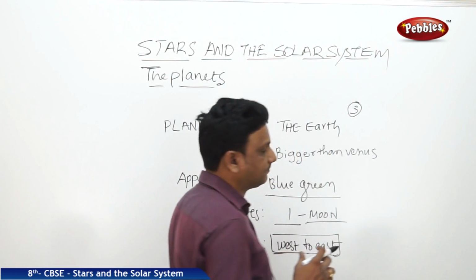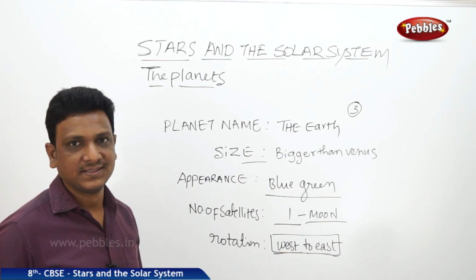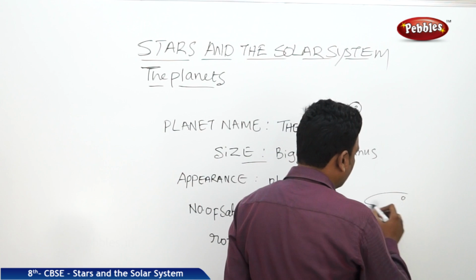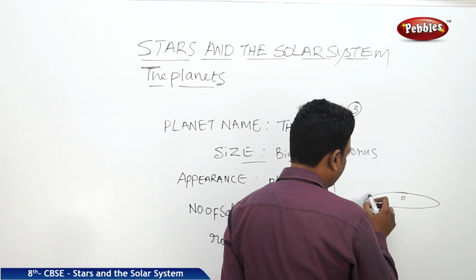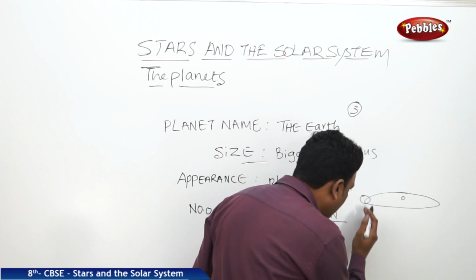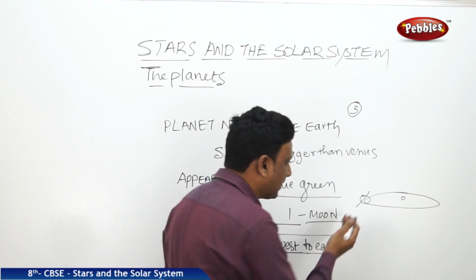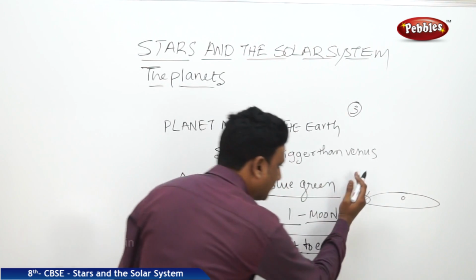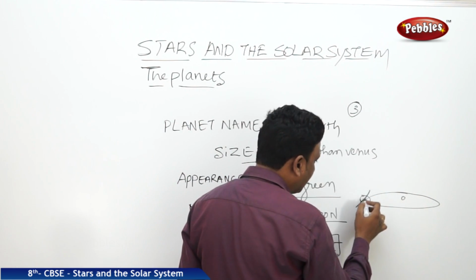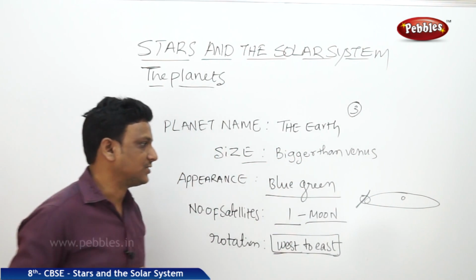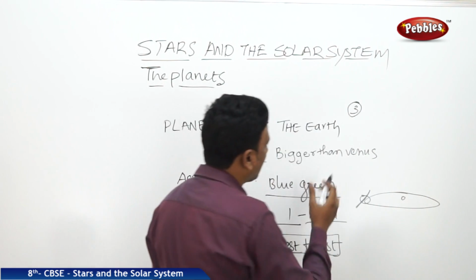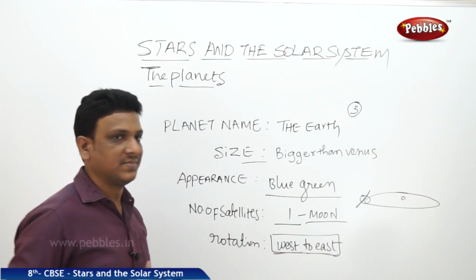The Earth rotates on its own axis. This axis is not perpendicular to its path. If this is the Sun, this is the orbit, this is the Earth, the Earth's axis is not perpendicular, it has a little inclination like this. So not straight, not making a right angle. It is making an inclination. So this is the axis of the Earth. These are the different important aspects about the third planet of our solar system, the Earth.